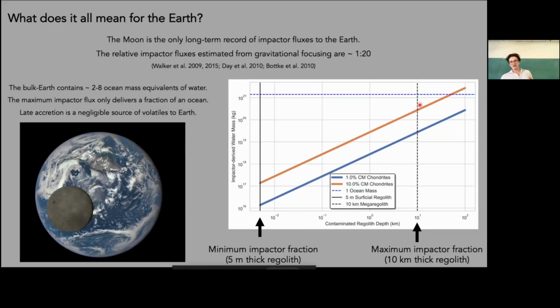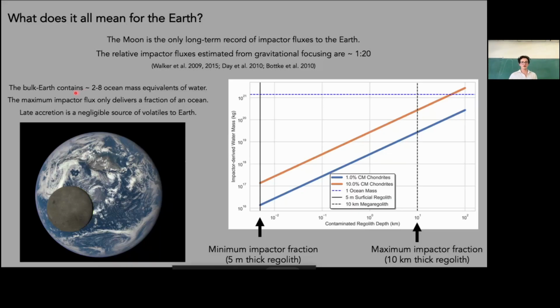All right, so we're going to play the same game for the Earth here, where we have our minimum and maximum impactor material, either at what we see of 1% or 10%. And the same story applies here. If we look at the one ocean mass line here, horizontal, we're still at a fraction of an ocean for the Earth. Bulk Earth contains around 2 to 8 ocean mass equivalents of water. And what this means is that we cannot reconcile that late addition is a significant part of Earth's water inventory. It just simply cannot be satisfied.